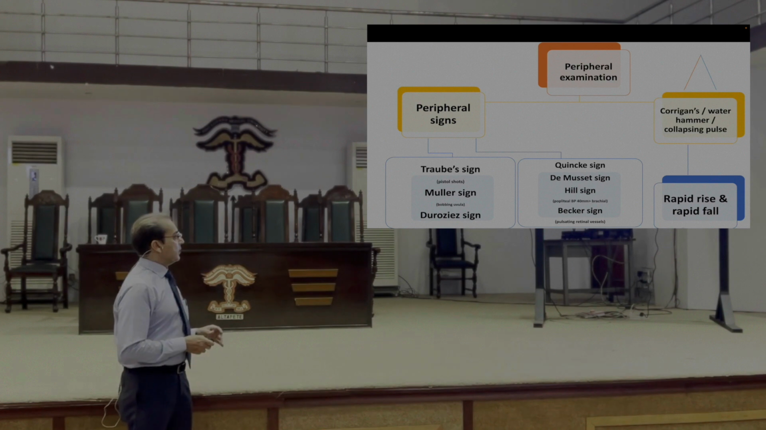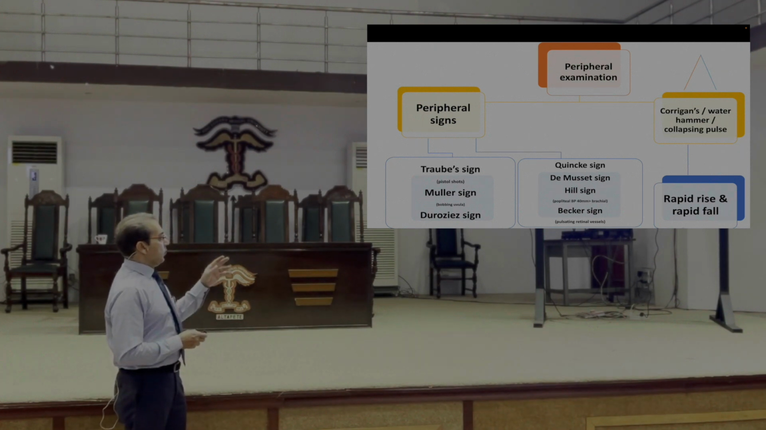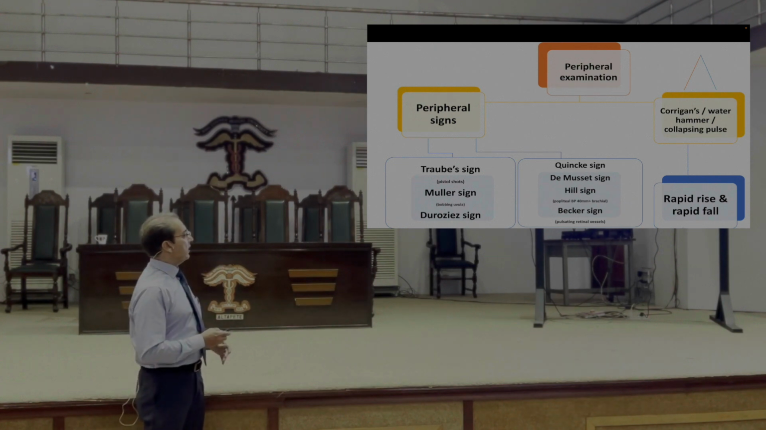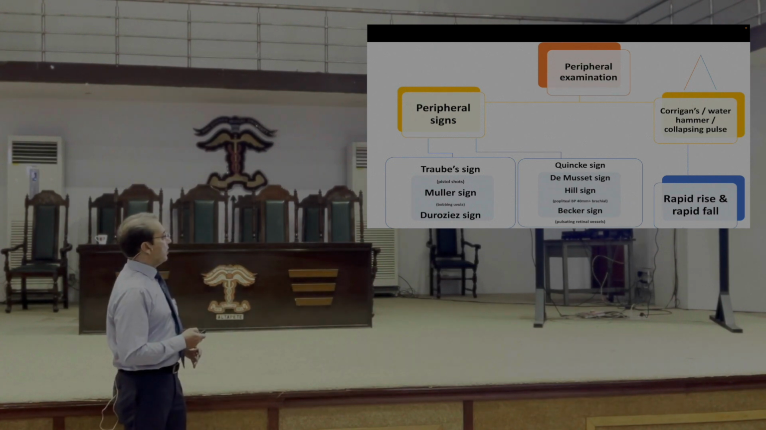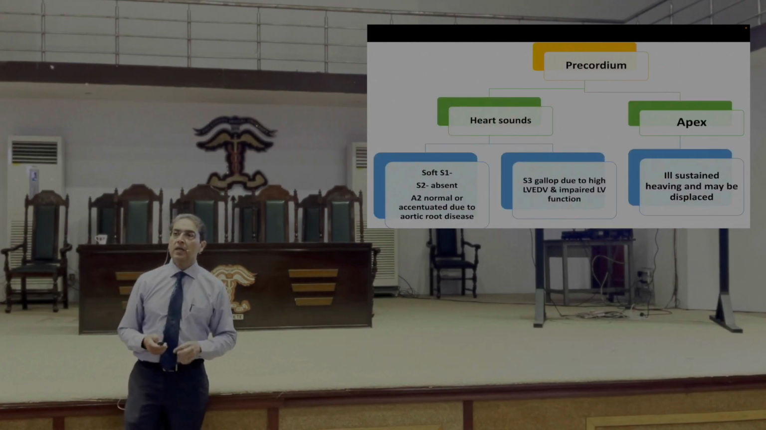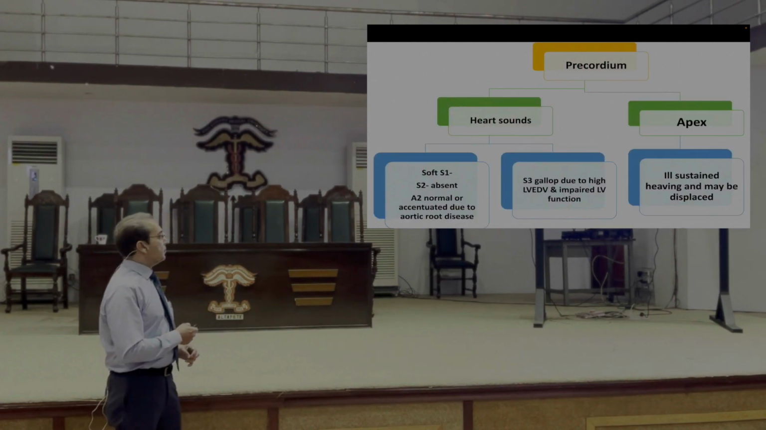So this is present, the De Musset sign. You may have Hill sign, and you may have Becker sign. So you may have all these signs in aortic regurgitation, but the most important is the Duroziez sign. So you learn to pick the Duroziez sign.